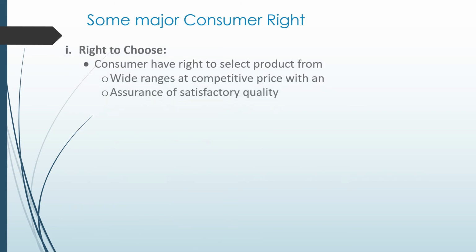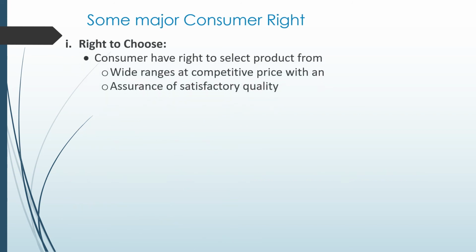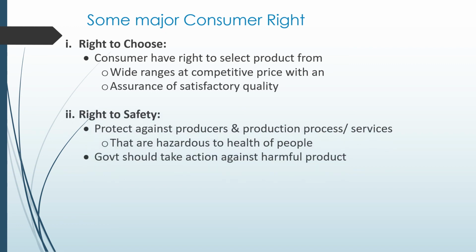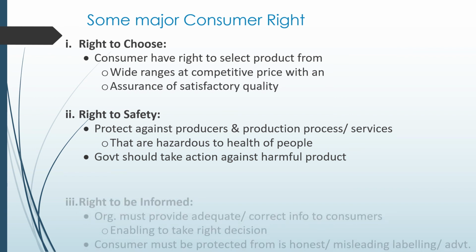Some major consumer rights are the right to choose. Consumers have the right to select the product from a wide range at competitive prices with an assurance of satisfactory quality. Right to safety is concerned with protection against all the products, production processes and services that are hazardous to the health of people. Government should take action against such harmful products.